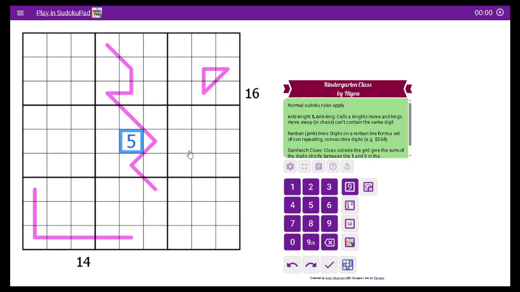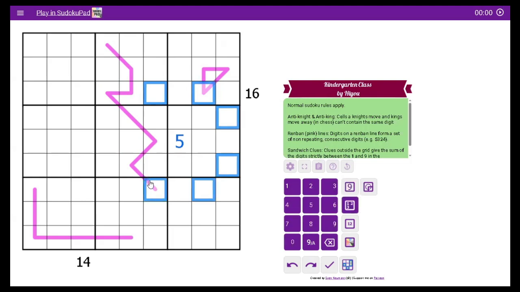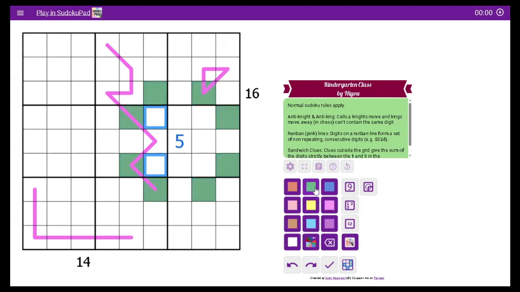If this were a 5, none of these could be 5s by knight's move, but also these can't be 5s by king's move, because if it were to move like a king, it would see these squares. Renban. Digits on a Renban line form a set of non-repeating consecutive digits, e.g.